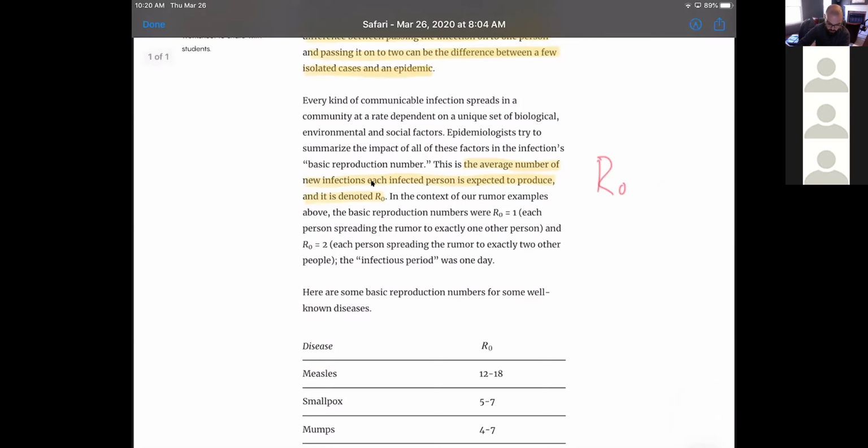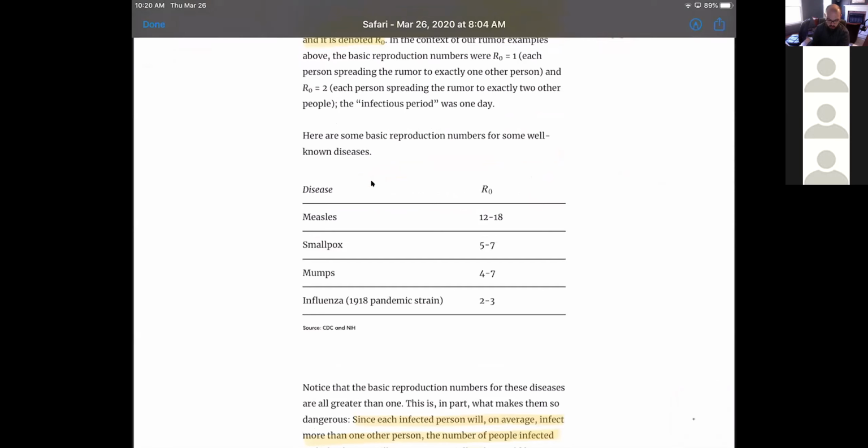Okay. So for some context here, diseases in the past, measles, smallpox, mumps, have these infection rates. You've probably heard of measles and how bad it was. Well, it's bad because it's really super contagious. Anybody who gets it, on average, is going to infect between 12 and 18 people. That's what this is saying. Smallpox is between 5 and 7. And the best estimates from the World Health Organization right now are that COVID-19 is in this range.